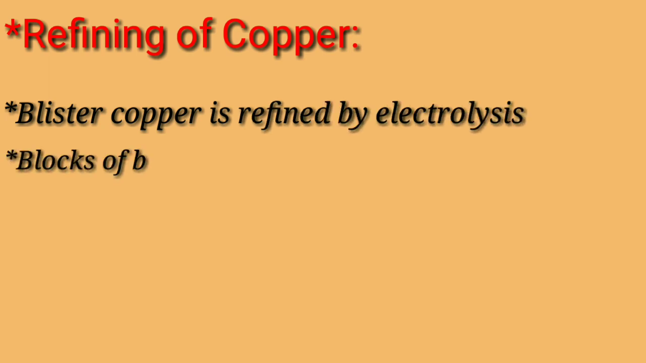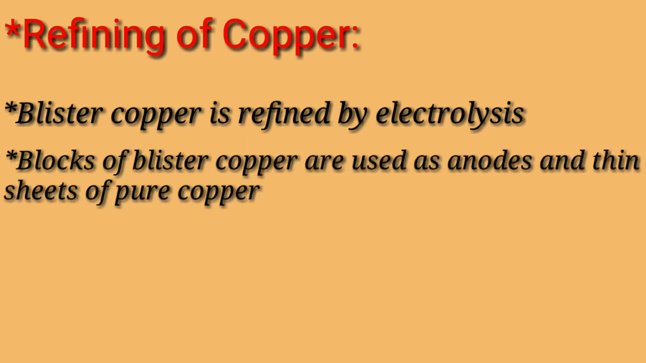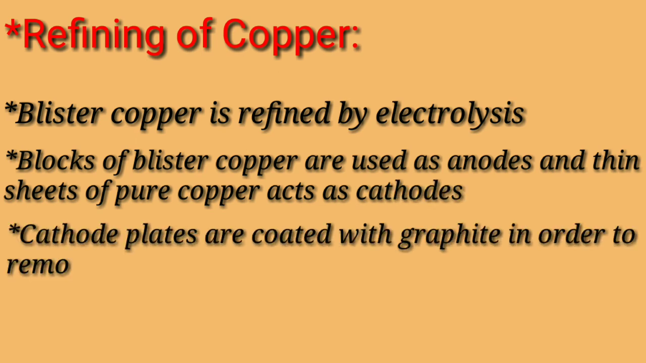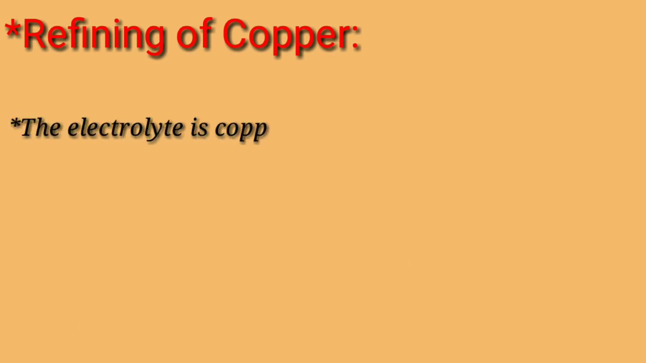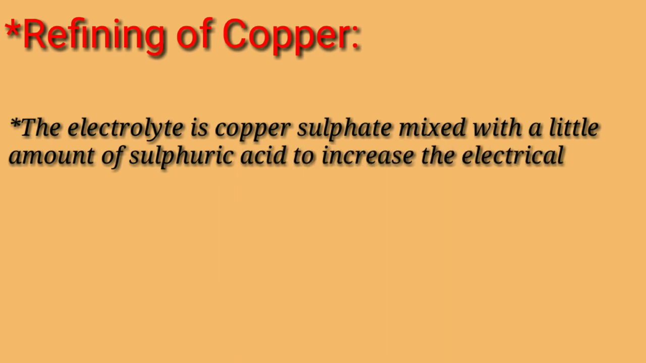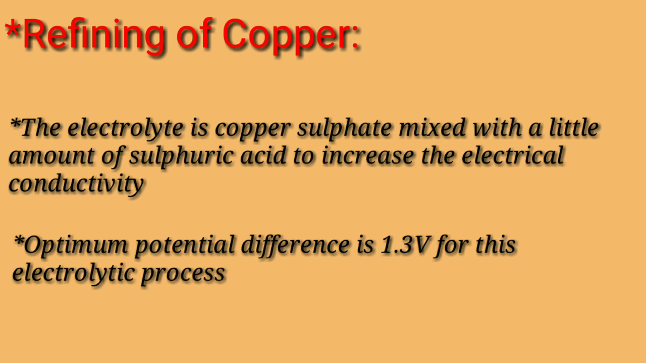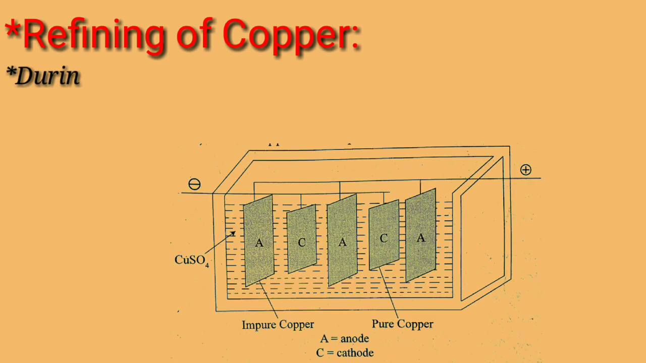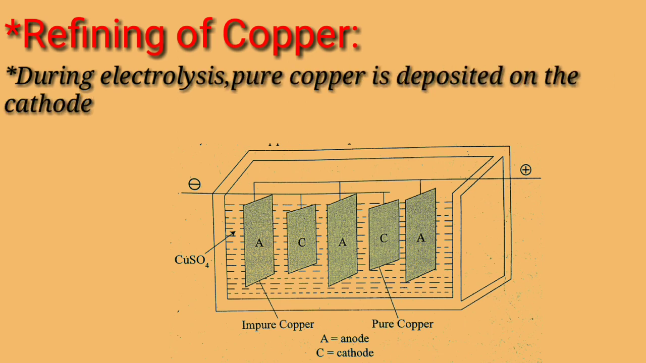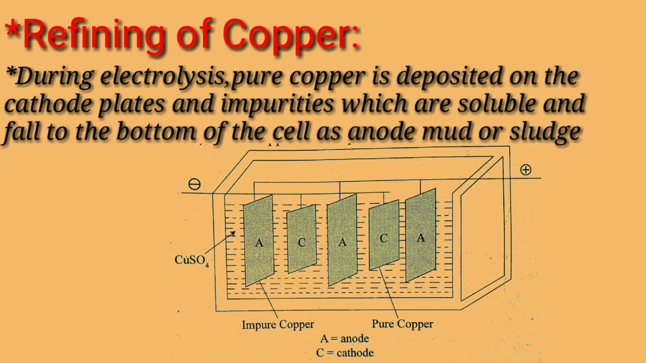Blocks of blister copper are used as anodes and thin sheets of pure copper act as cathodes. The cathode plates are coated with graphite in order to remove the depositing copper. The electrolyte is copper sulfate mixed with a little amount of sulfuric acid to increase the electrical conductivity. Optimum potential difference is 1.3 volt for this electrolytic process. During electrolysis, pure copper is deposited on the cathode plates and impurities, which are insoluble, fall to the bottom of the cell as anode mud or sludge.